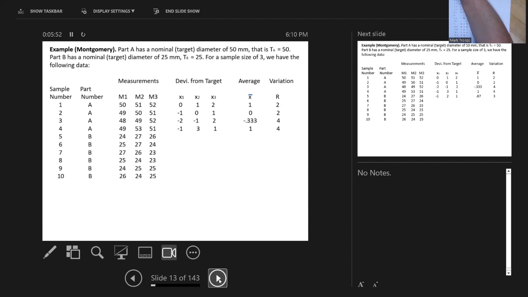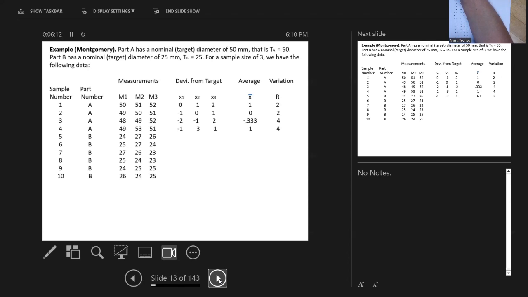53 is 3 above. 51 is 1 above. The average of those three is going to be 1. Now, this time, of course, the variation, the highest minus the lowest, is going to be 53 minus 49. So again, we do that, like say this was for part A that you're doing now.